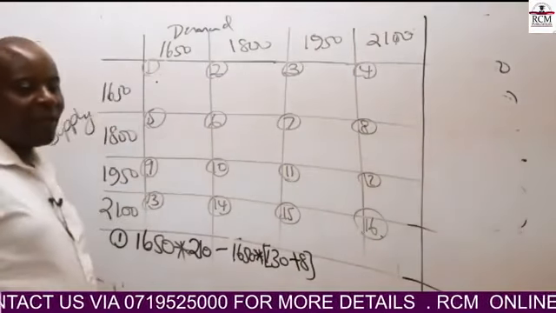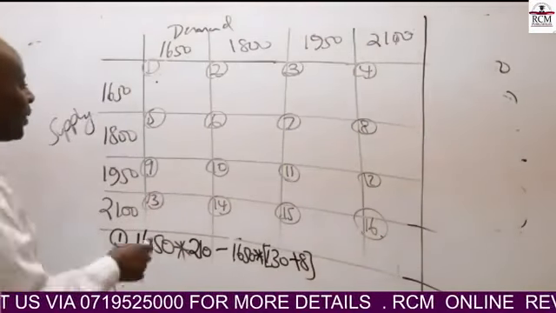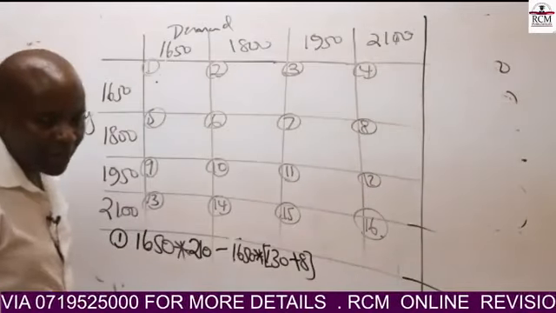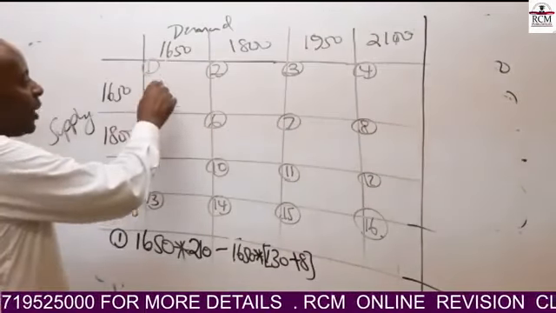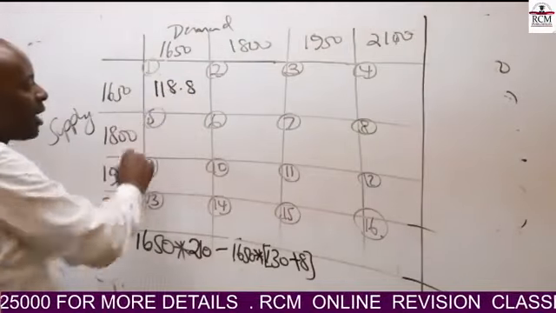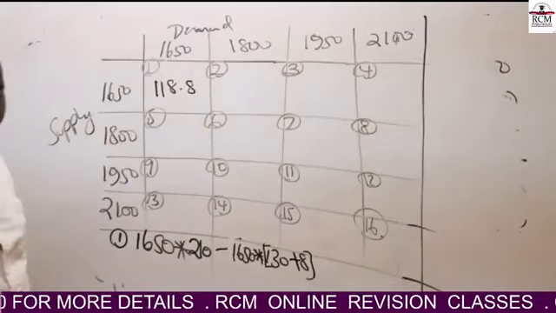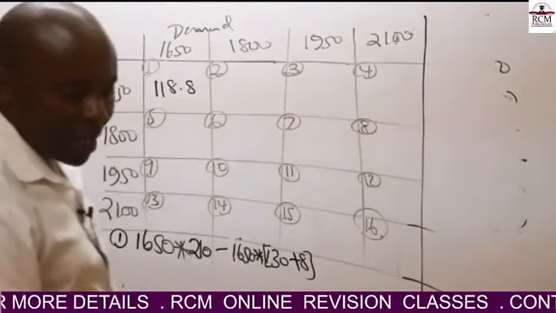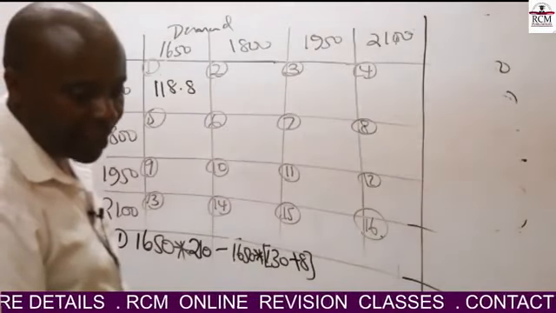In this case, somebody is giving me a figure of 118.8. I want my figures in terms of thousands. So Mengich tells me 118.8. Thank you very much.